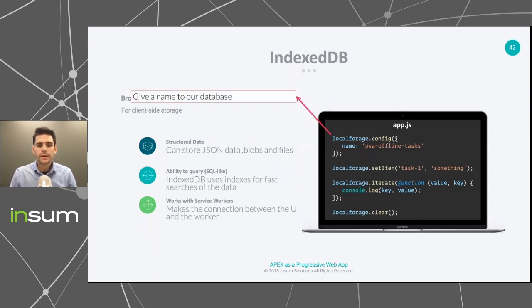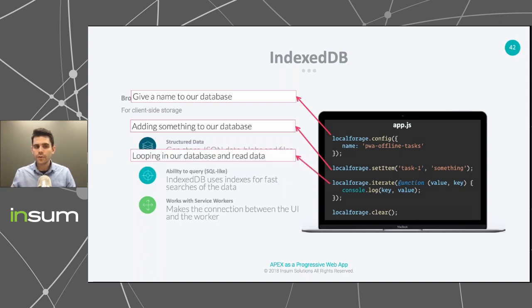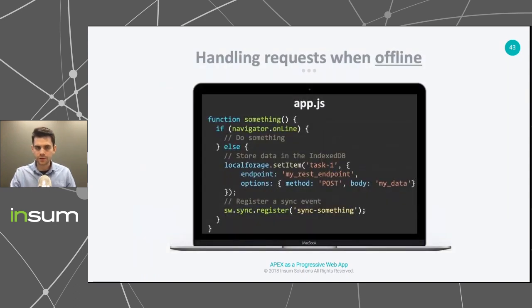So here are some tips and things we can do with IndexedDB. First is we can give a name to our database using the config method. And then we can add things to our database using the setItem method. We can loop through our database and read data using the iterate method. And then we can finally clear the database using the clear method. It's a very straightforward API, actually.